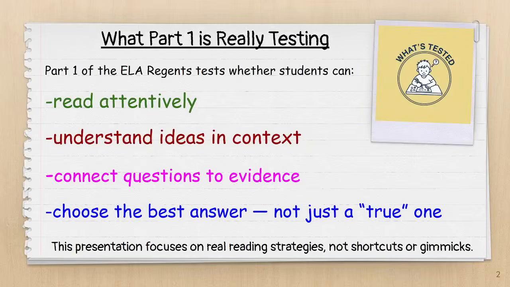What is Part 1 really testing? Part 1 of the ELA Regents tests whether students can read attentively, understand ideas in context, connect questions to evidence, and choose the best answer, not just a true one, and we'll be talking about that.